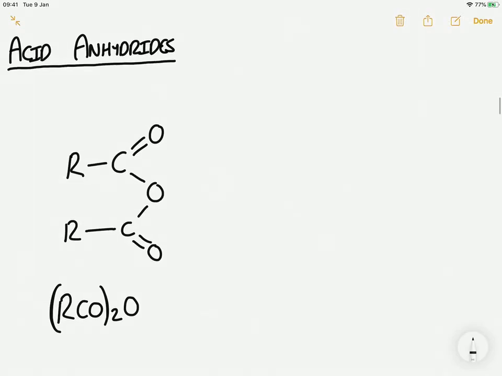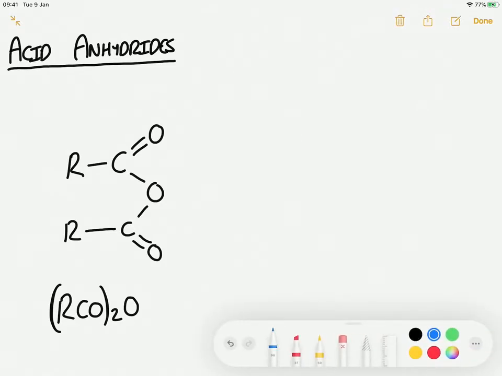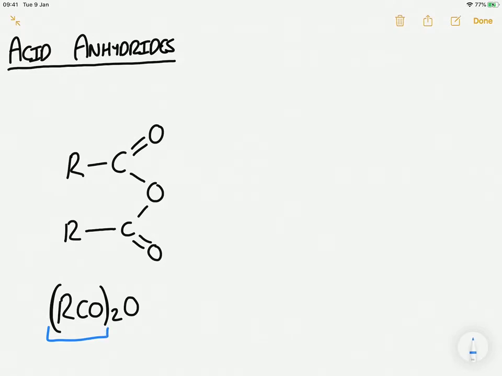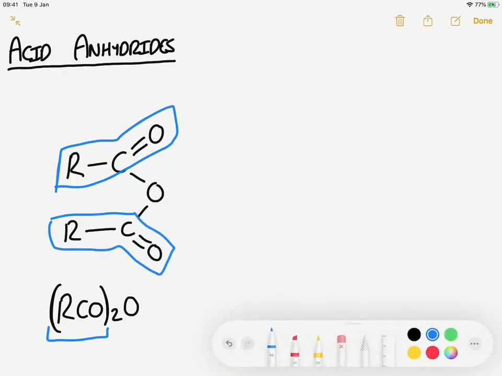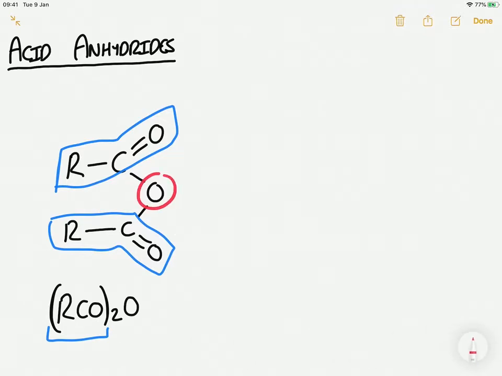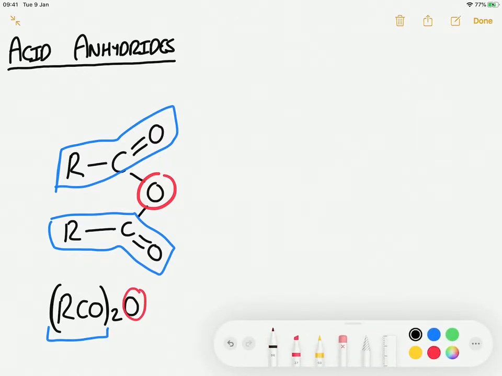Its condensed structural formula would be RCO in brackets 2O. Let's have a little look at what that's supposed to mean. So this section here basically reflects the fact that there are 2 acyl groups, okay, and then they are joined by a single oxygen, and that's reflected by that part of the condensed structural formula. So that's where it comes from. There are other ways that you can write these things, but generally this is a nice, neat and tidy one.